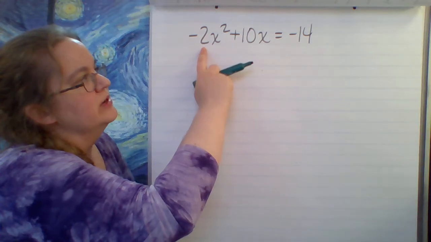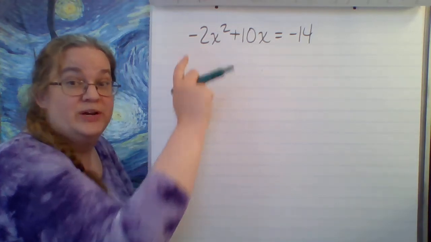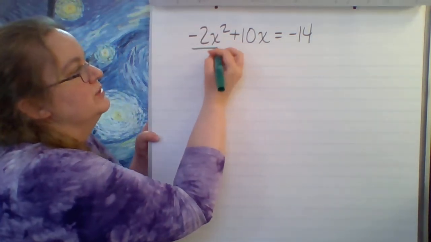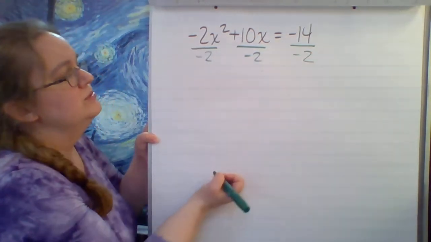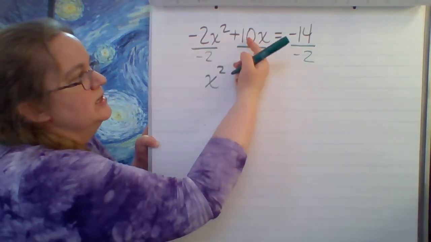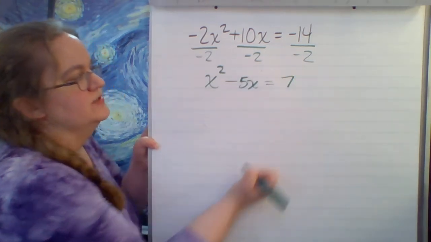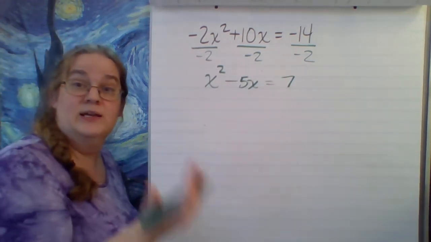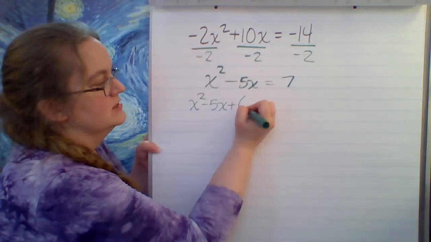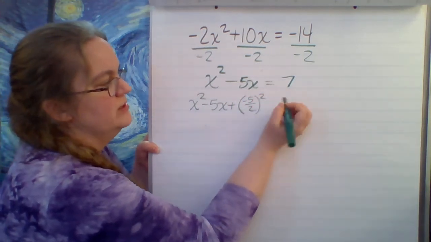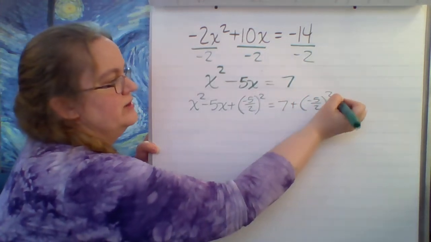As I look at this one, it's already in the form x squared plus bx, except my leading coefficient is not 1, so I have to start by dividing out by my leading coefficient each term. So I'm going to divide by negative 2, I divide by negative 2, I divide by negative 2. That becomes x squared, positive divided by a negative, positive 7. All right, now that I've done that, I can complete the square. X squared minus 5x plus negative 5 divided by 2 squared equals 7 plus negative 5 divided by 2 squared.